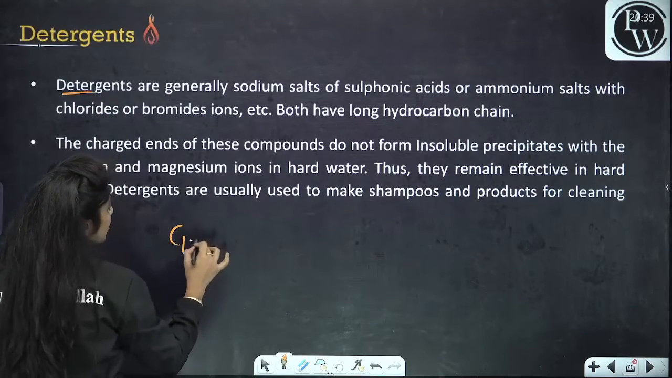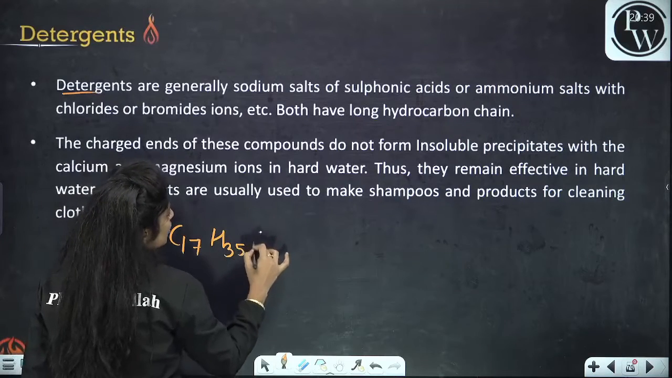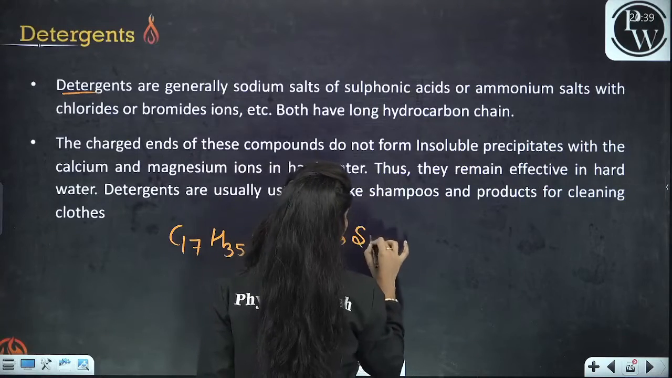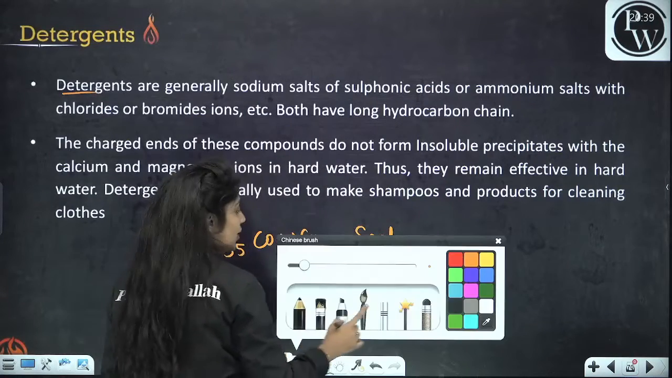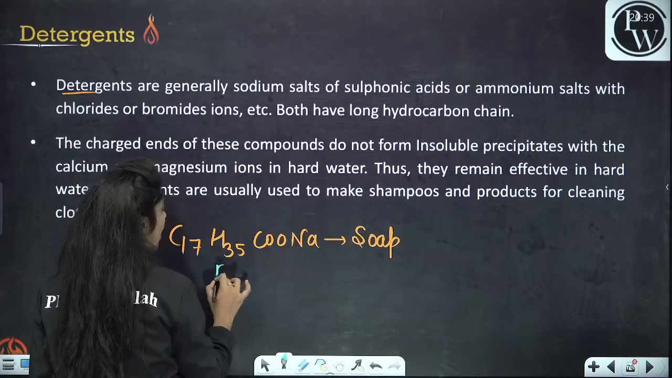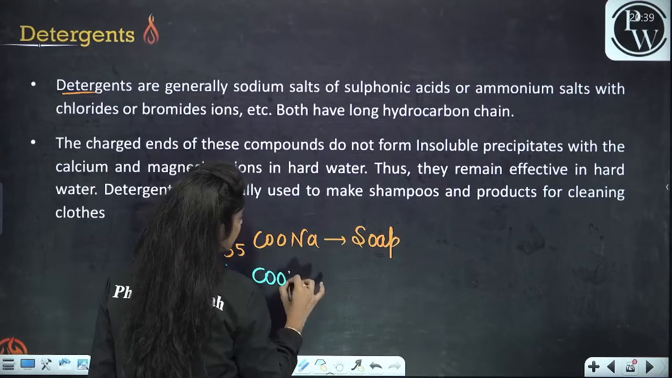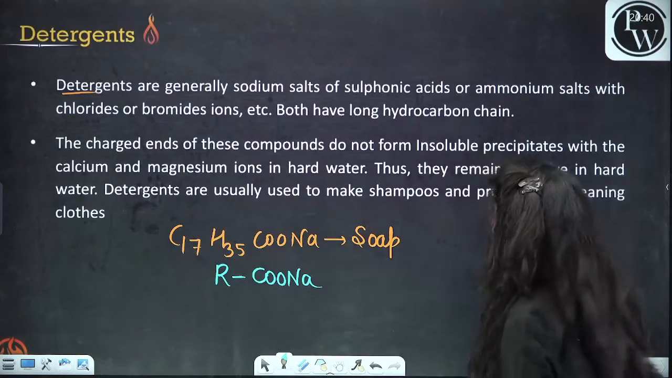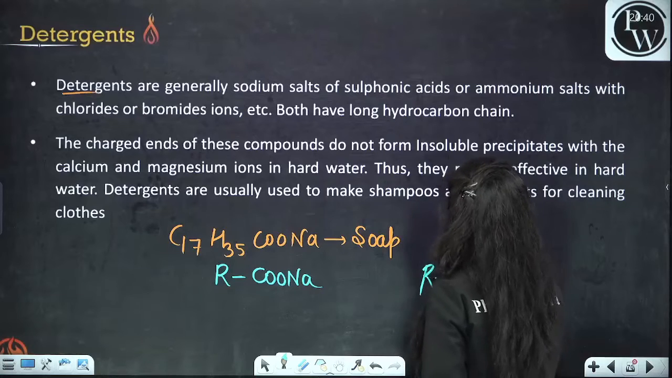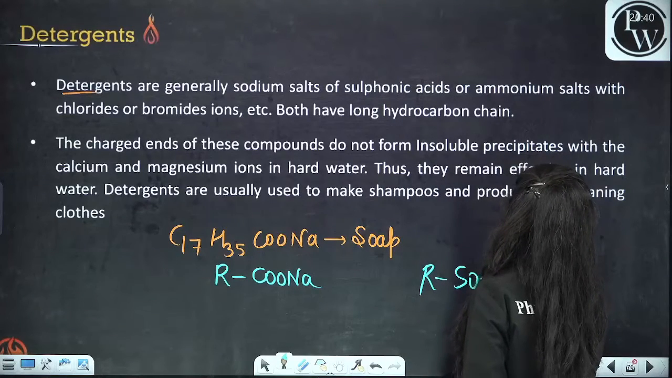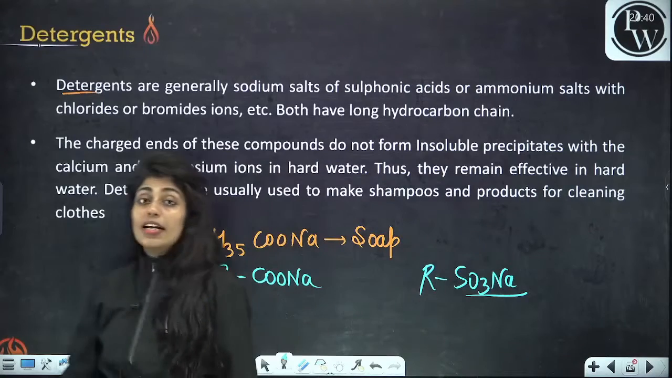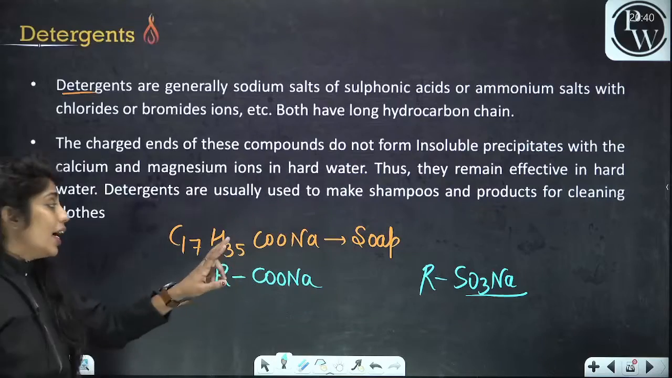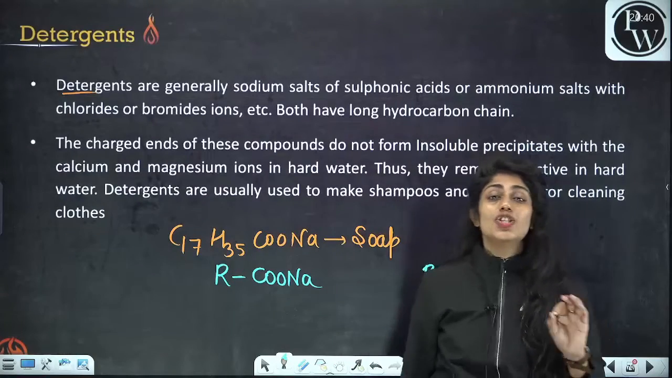So as C17H35COONa. What is it? The general formula for soap. If I want to write the general formula, it will be RCOONa. Done. What if I want to write it for the detergent? It will be RSO3Na. That's the only difference. R unit can be the same, but the other unit, the ionic part, is changed.